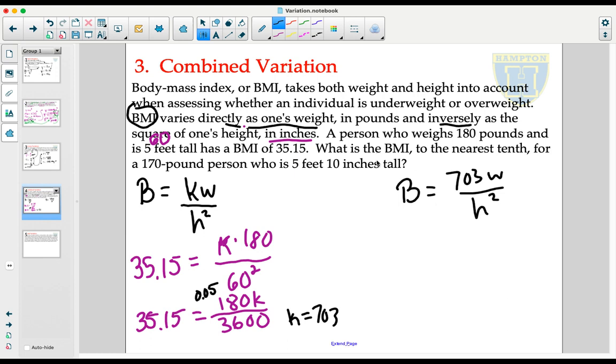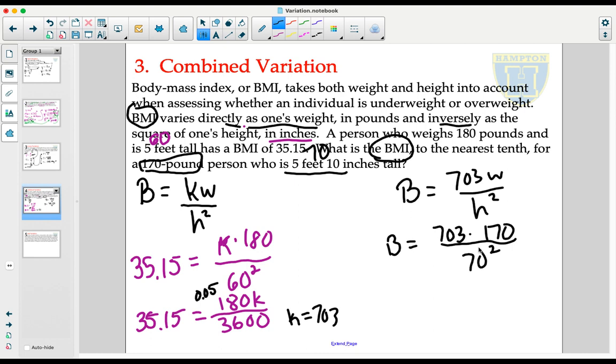On the second go round for BMI, we have two new heights and weights. We've got a new weight of 170 and a new height of 5 feet 10. Recall that 5 feet is 60 inches, so 5 feet 10 would be 70 inches. We'll use both of those numbers as our weight and our height. And the nice thing about these questions, as you saw when we did direct and inverse variations, is that the second time around, it's just a multiplication or a division. In this case, it has both.